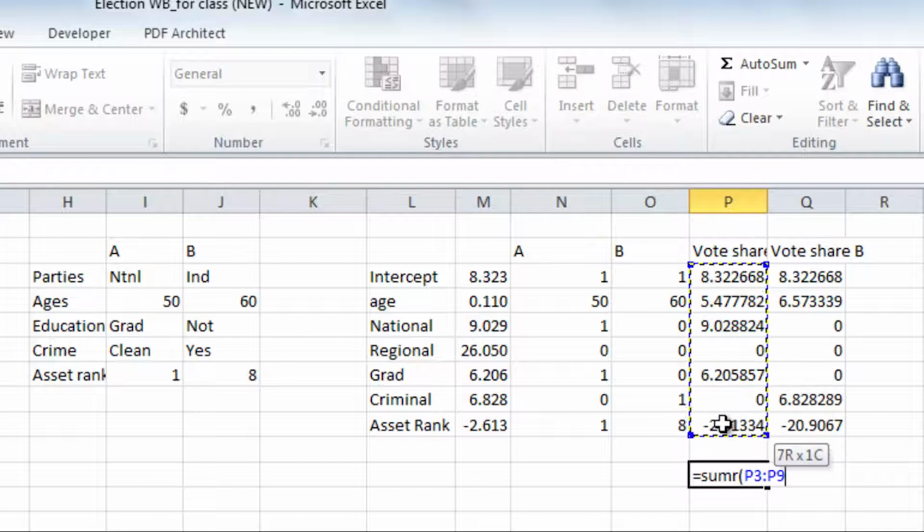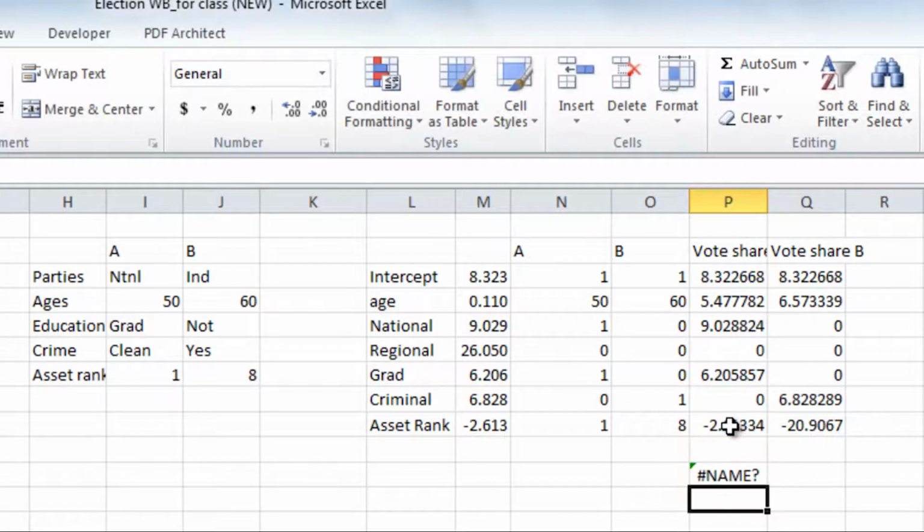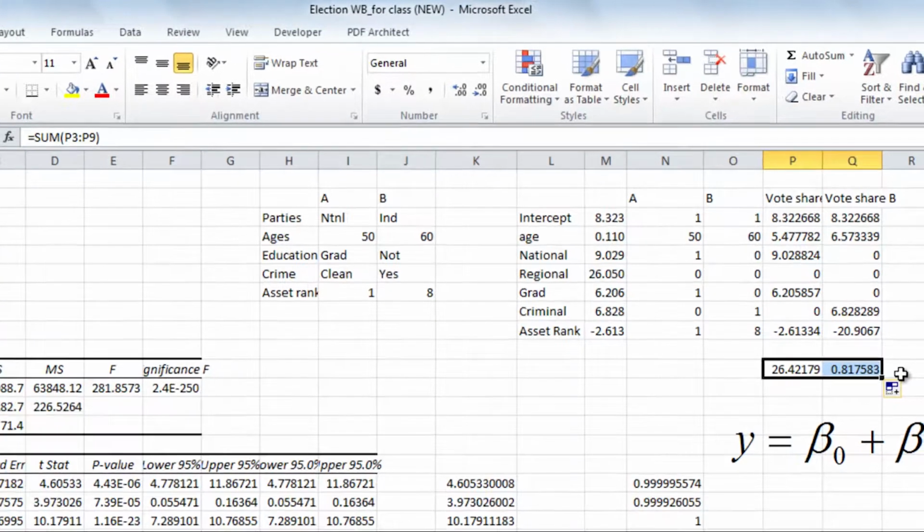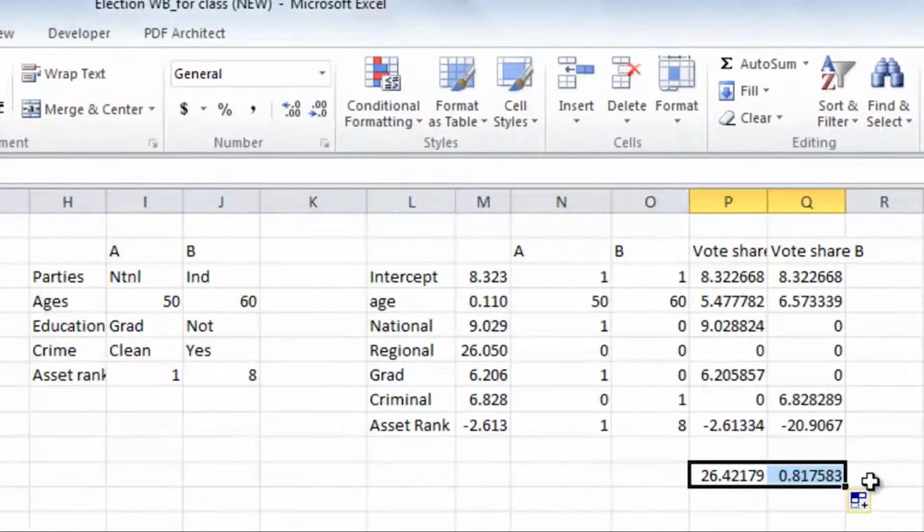So what is the vote share which I am going to have? Okay, I get 26.4219 and 0.81753. So what does it mean? Which means between these two candidates, A is likely to get 26% of the vote and B is only likely to get 0.81% of the vote.